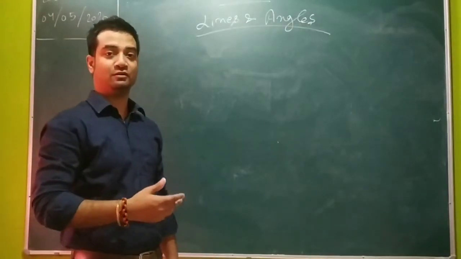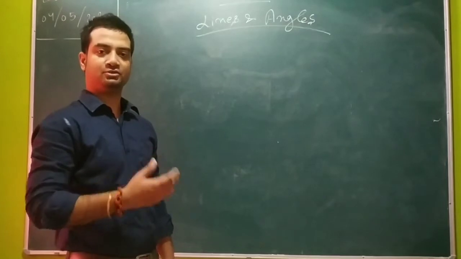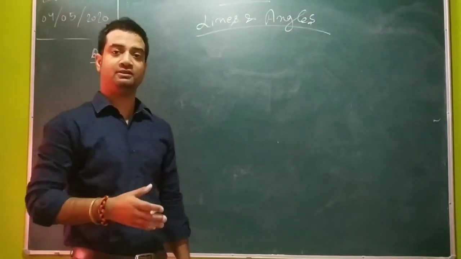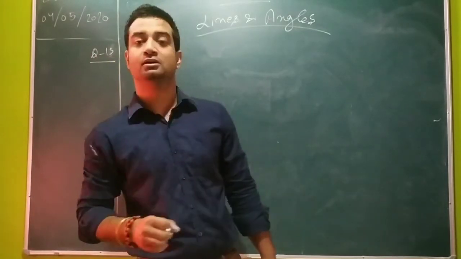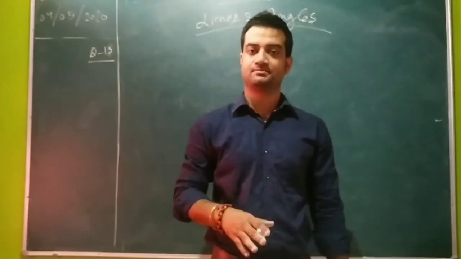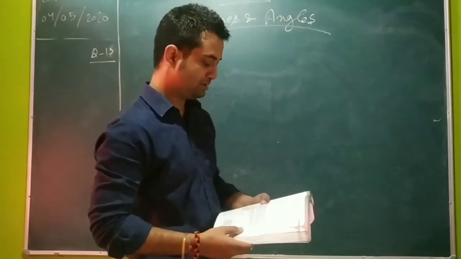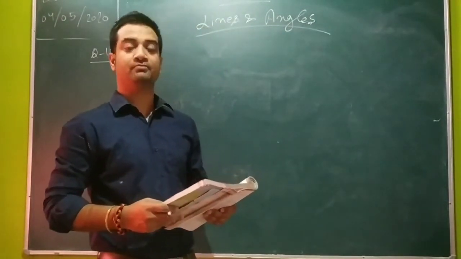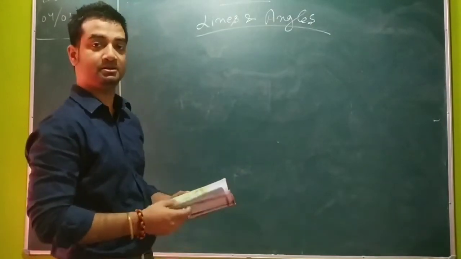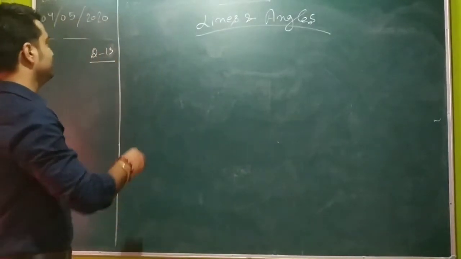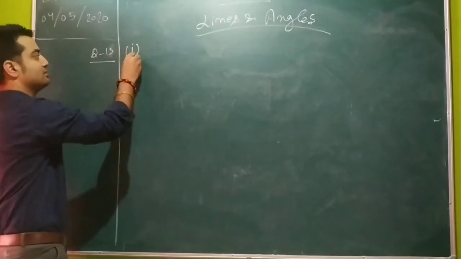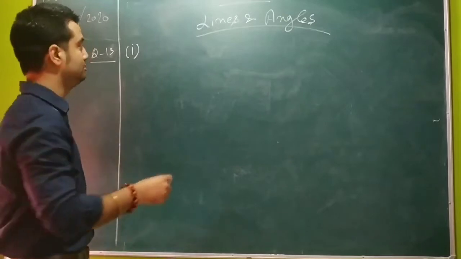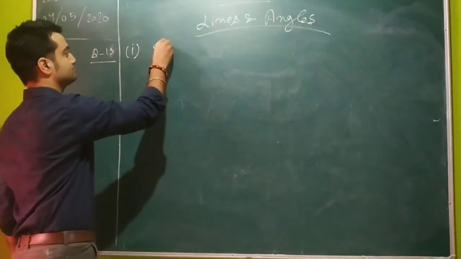Now let us solve the 13th question. The 13th question is a fill in the blanks question. In this, we have to fill the most appropriate word according to the sentence. The first sentence in question number 13 is, if two angles are complementary, then the sum of their measurement is. As we know, if two angles are complementary, then their sum is always equal to a right angle, that is 90 degrees.